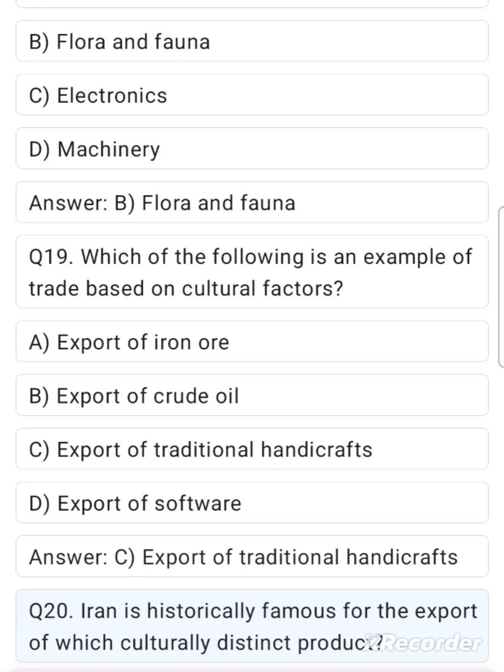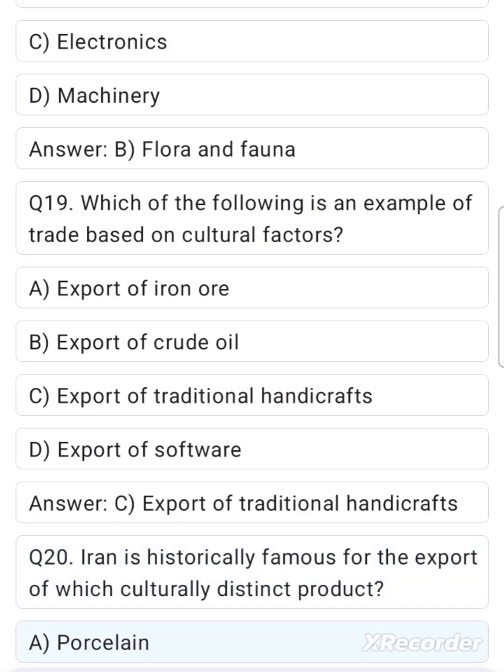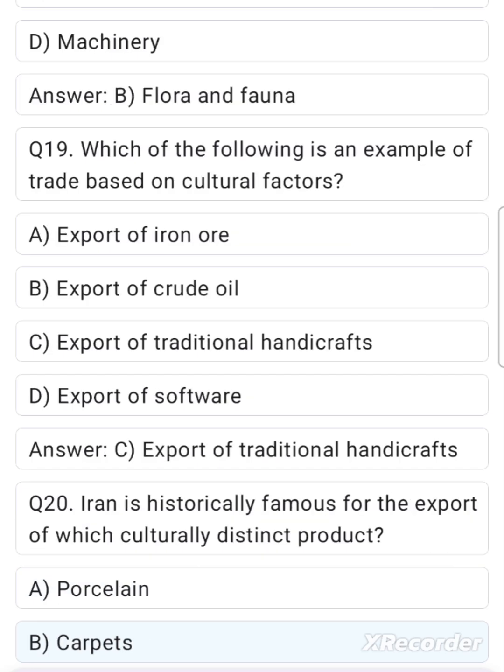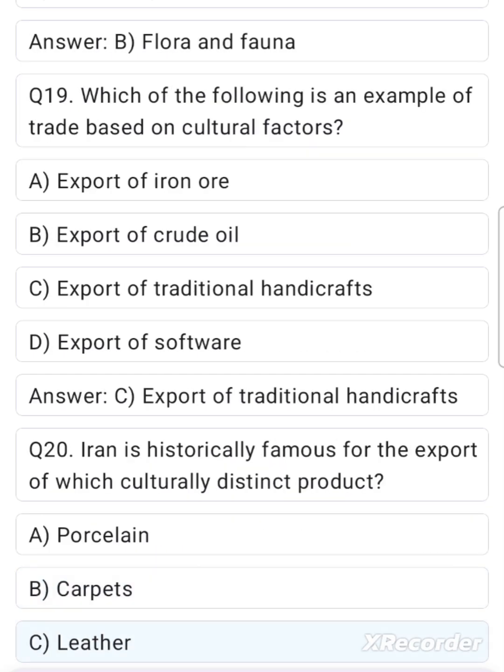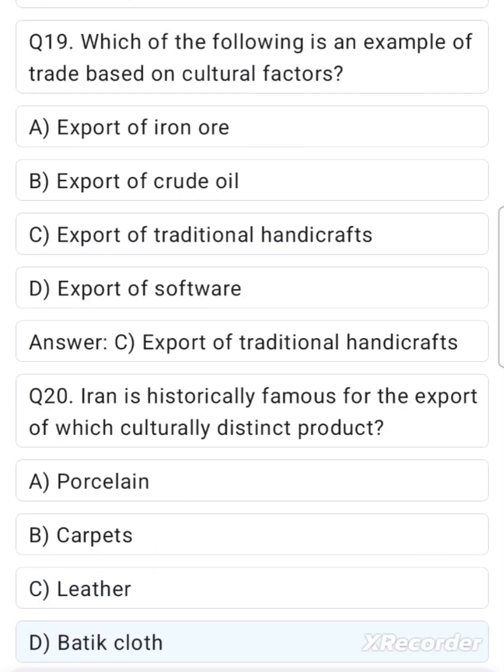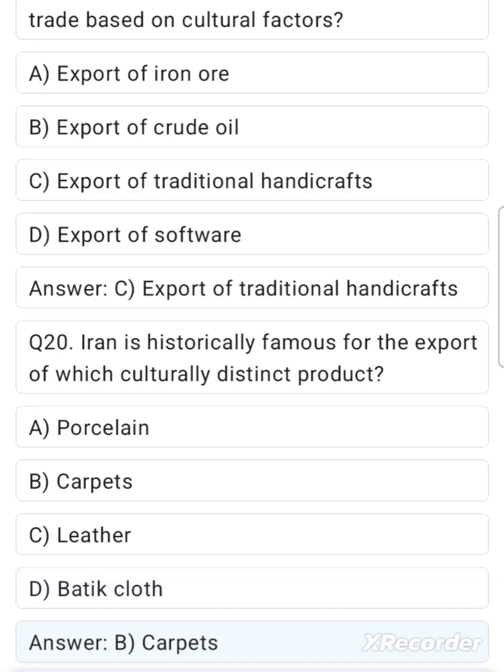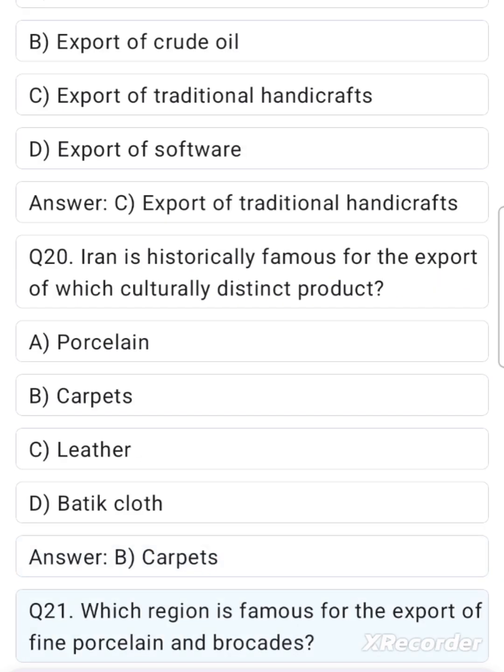Q20. Iran is historically famous for the export of which culturally distinct product? A. Porcelain. B. Carpets. C. Leather. D. Batik cloth. Answer. B. Carpets.